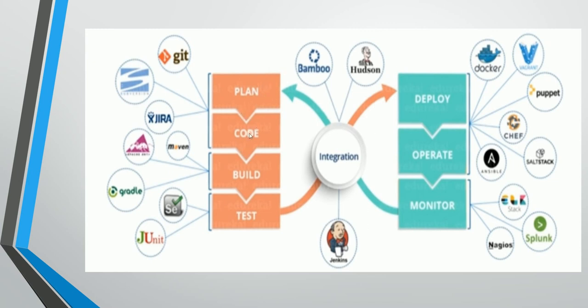Here plan and code come under continuous development and the tools used are Git and Jira. Build and test come under continuous testing and the tools used are Maven, Gradle, Selenium and JUnit. In continuous integration, the tools used are Jenkins, Bamboo and Hudson. Deploy and operate come under continuous deployment and the tools used are Docker, Puppet, Chef, Ansible and SaltStack. Finally, monitor comes under continuous monitoring and the tools used are Nagios, Splunk and ELK Stack.